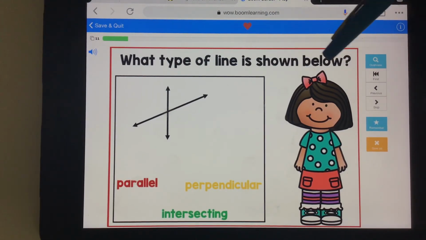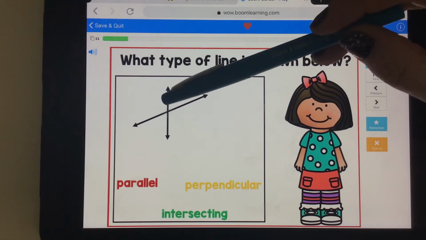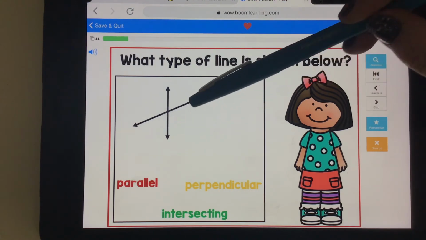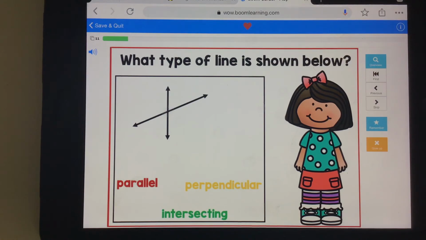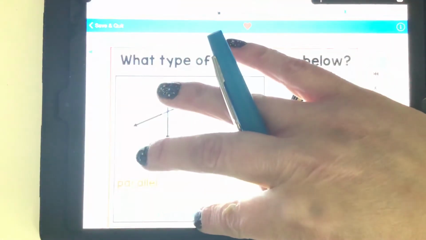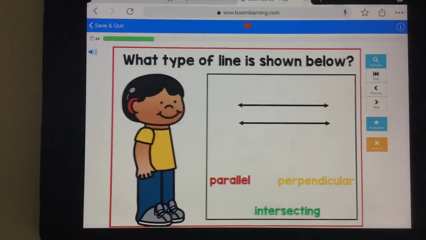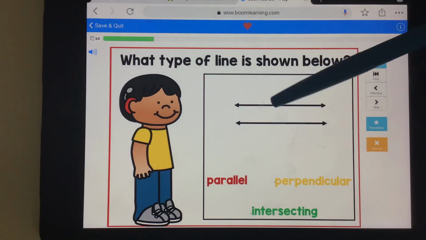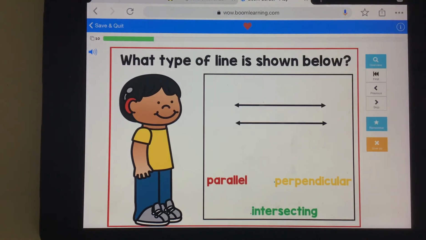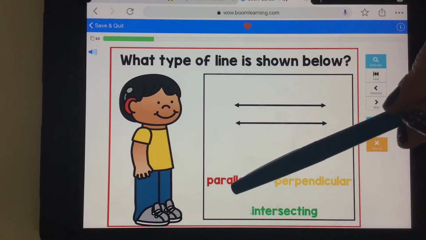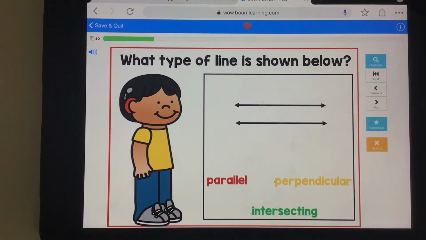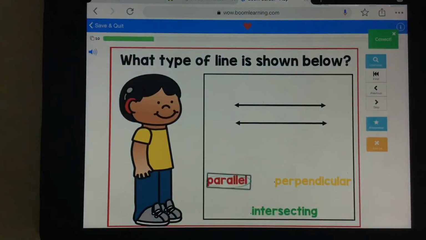What type of line is shown below? I'm seeing some V's here, people. What kind of lines make V's? Intersecting. Now, if these lines were to go on and on forever, are they ever going to cross? What do they remind you of? They remind me of these two L's in parallel. So what kind of lines are these? They are parallel.